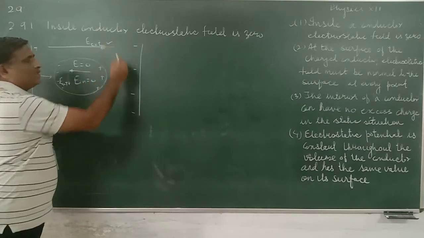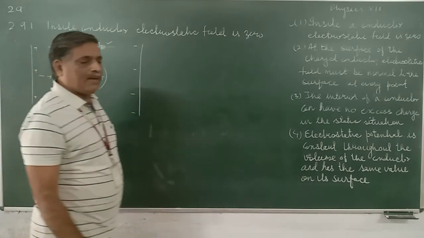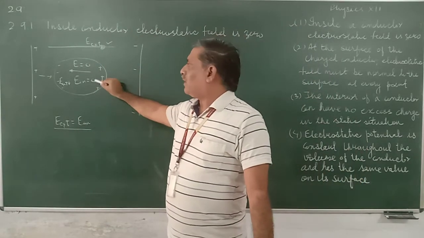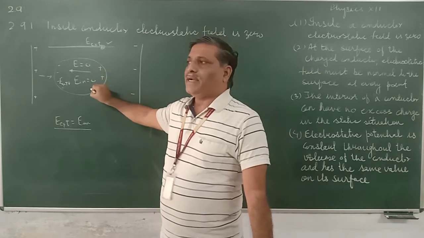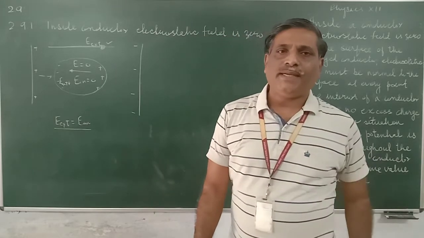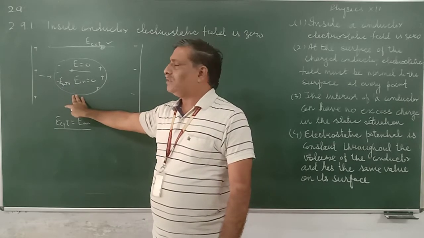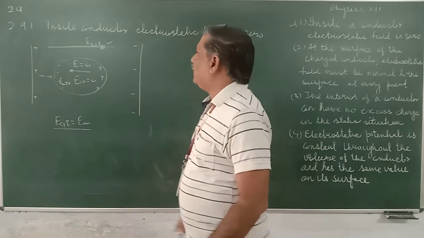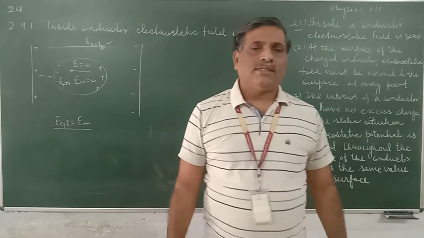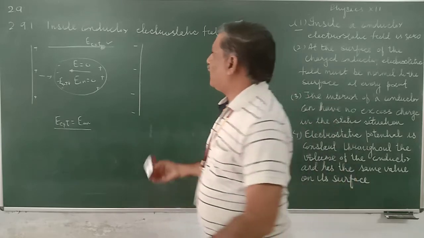Outside the conductor, only the external field is there. This drift of electrons, the movement of electrons inside the conductor, is the main reason for the electric field to be 0 inside the conductor. As the electrons move towards the positive plate and the opposite electric field is induced, inside the conductor the field is always 0. This is a very important result. Once again I say that inside the conductor the electrostatic field is always 0. Let us discuss the next point.